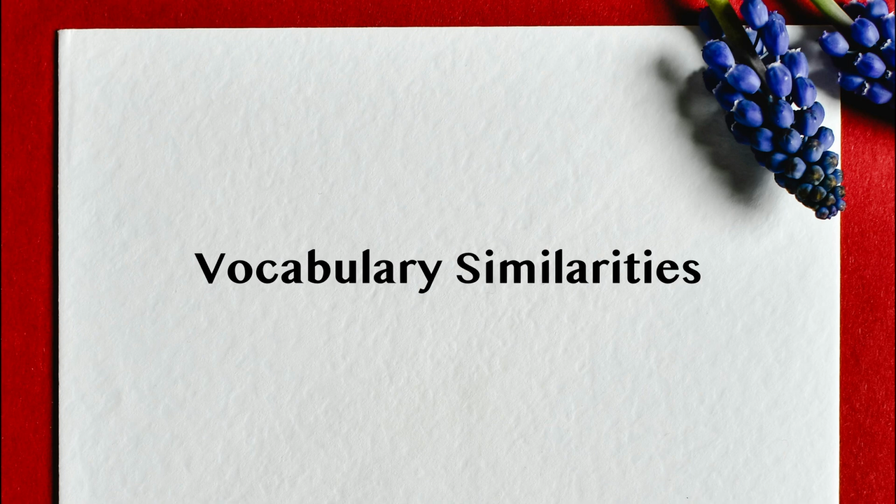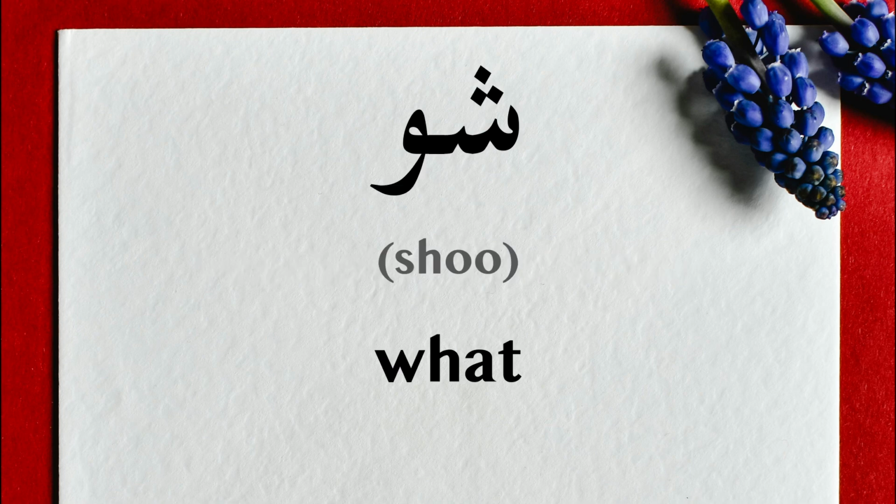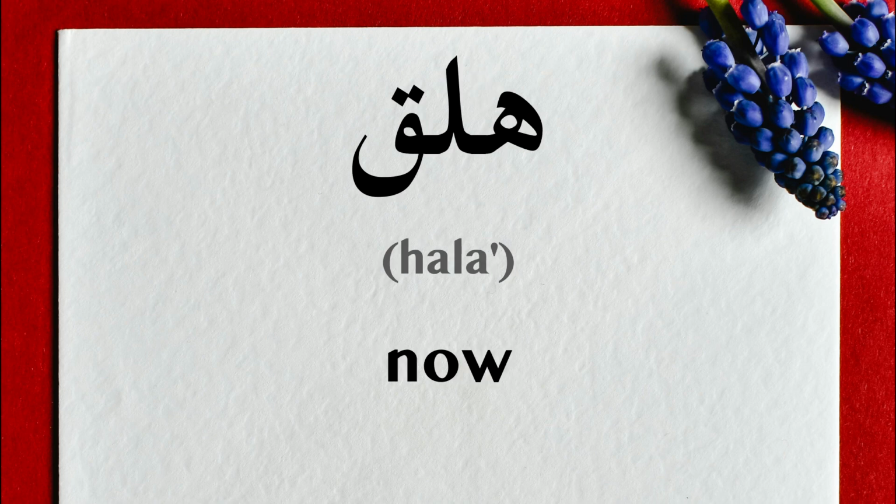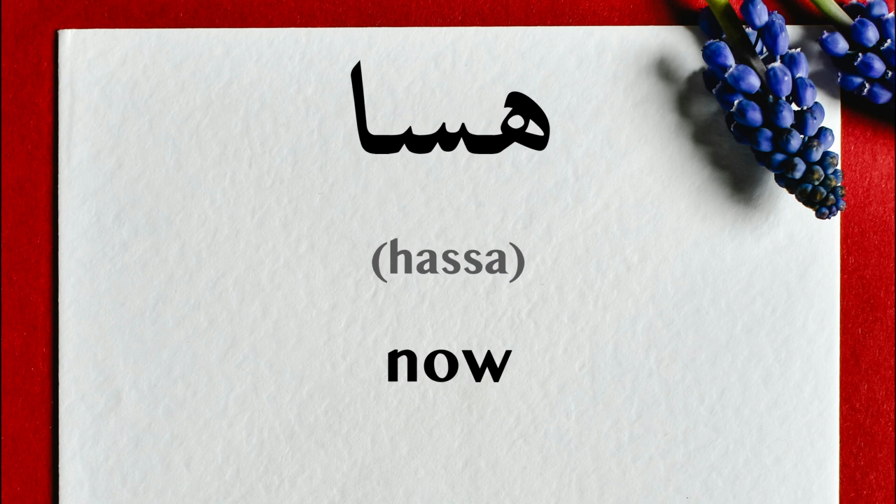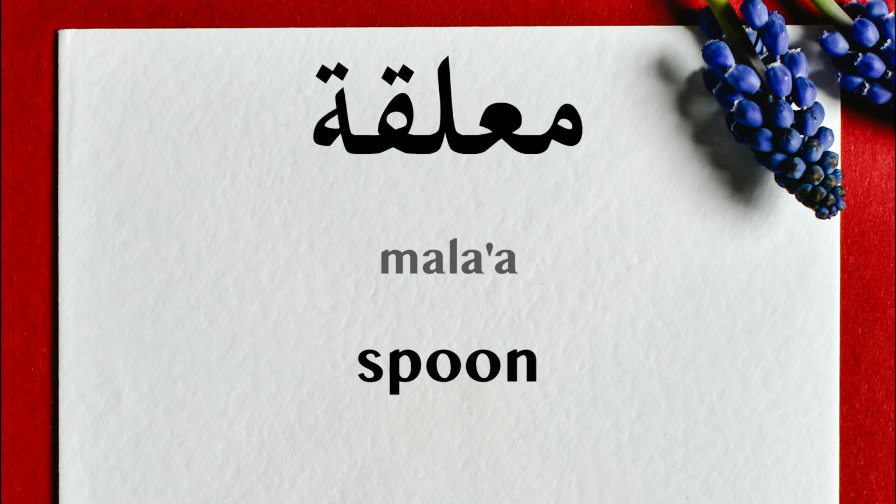Now let's talk about vocabulary similarities. Some common expressions: Levant dialects use shu for what. Shu. The word for now in urban Levantine dialects is halla. Halla. While in rural areas, it can be hassa. Hassa. There are also some unique words that Levantine dialects share.